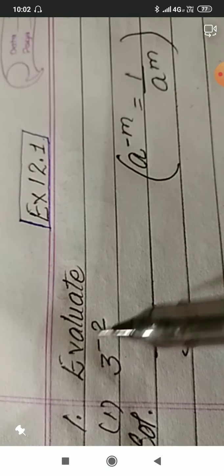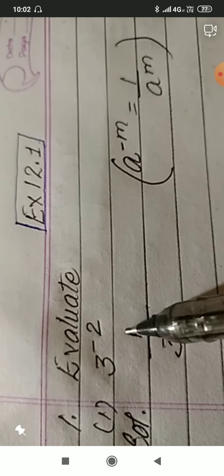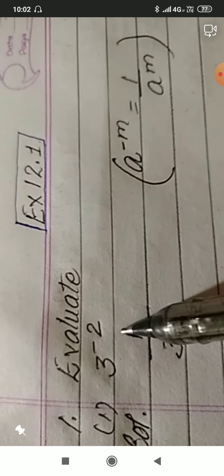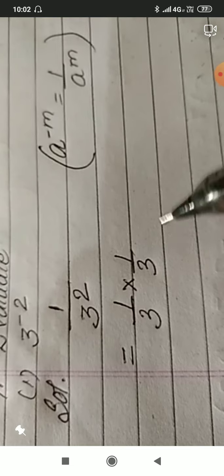How is this minus replaced? This minus is replaced with this 1. So what we have done here is the reciprocal of this. So 1 by 3 to the power 2. Now how can we write this? We can write this as 1 by 3 into 1 by 3. Why? Because 3 to the power 2 means 2 times we have to multiply. So that is why I have written 1 by 3 into 1 by 3.